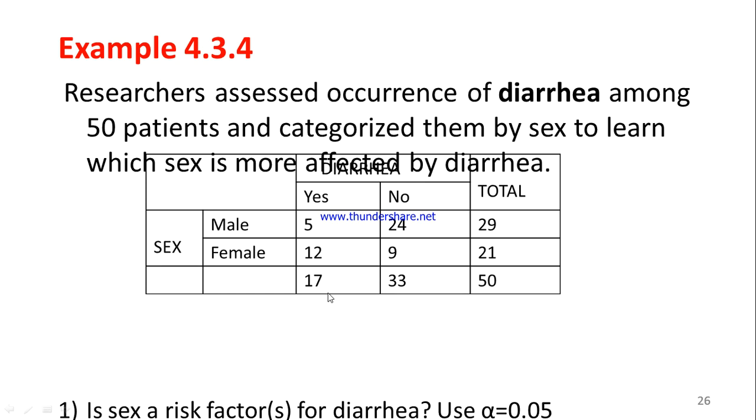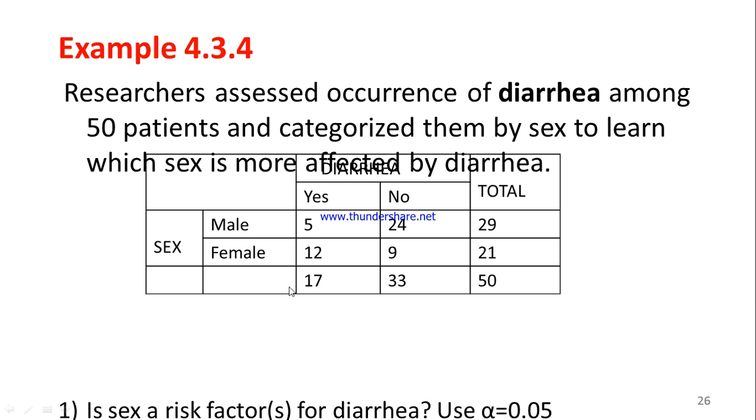Now let us see some examples regarding logistic regression. Researchers assessed the occurrence of diarrhea among 50 patients and categorized them by sex to learn which sex is more affected by diarrhea. This means, in other words, does sex affect the occurrence of diarrhea? Which sex category is more likely to get diarrhea, male or female? That is the interest of the researchers who are doing this kind of analysis.